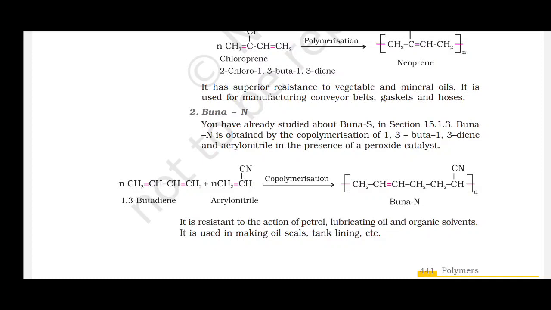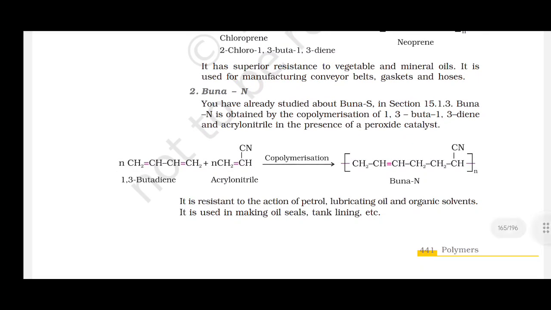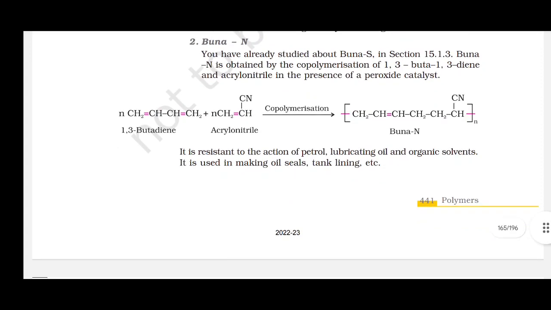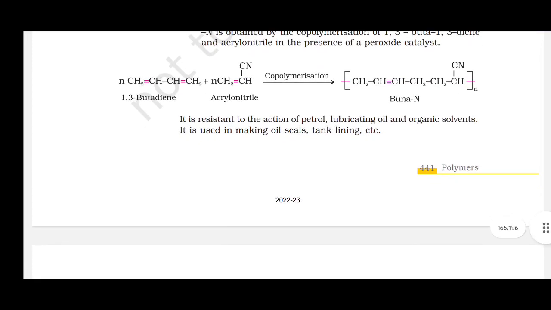Buna N. You have already studied about Buna S in section 15.1.3. Buna N is obtained by copolymerization of 1,3-butadiene and acrylonitrile in the presence of peroxide catalyst. So see, 1,3-butadiene here and acrylonitrile, their copolymerization gives Buna N. In acrylonitrile you know there is a cyanide group. It is resistant to the action of petrol, lubricating oil and organic solvent. It is used in making oil seals, tank linings, etc.